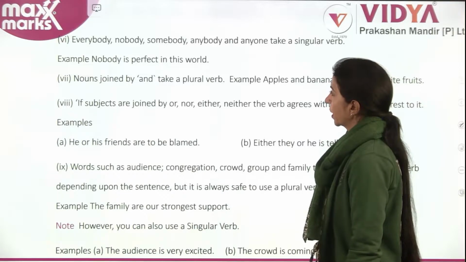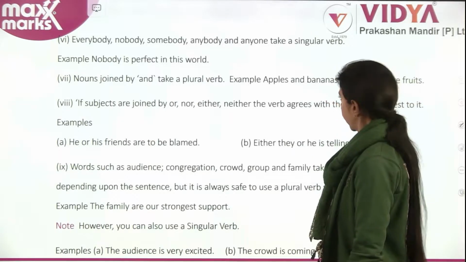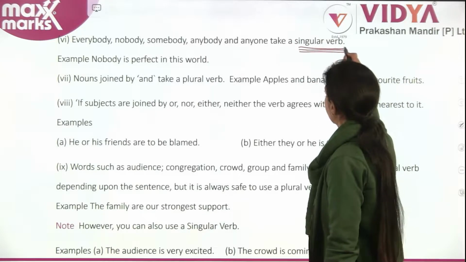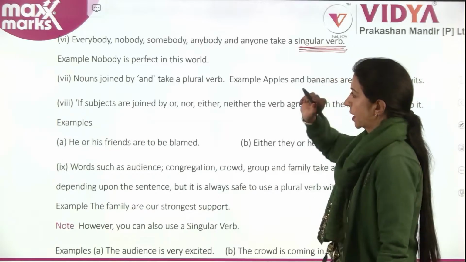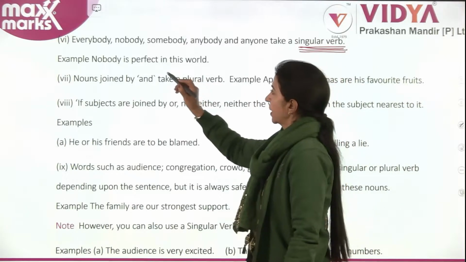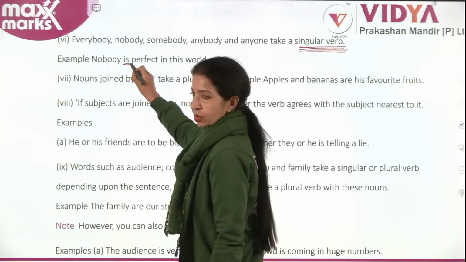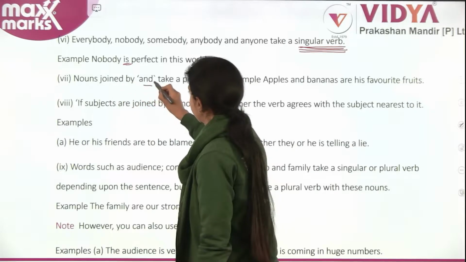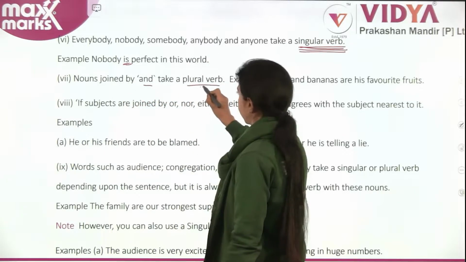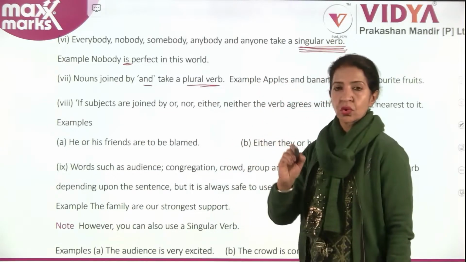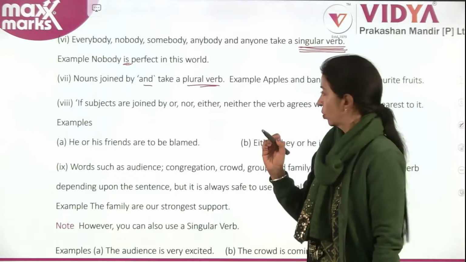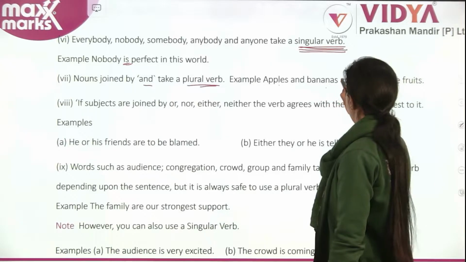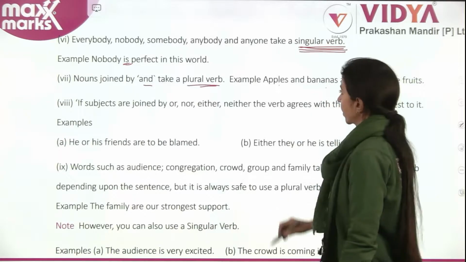Everybody, nobody, somebody, anybody and anyone take a singular verb. Example, nobody is perfect in this world. Nouns joined by and take a plural verb. Example, apples and bananas are his favorite fruits.